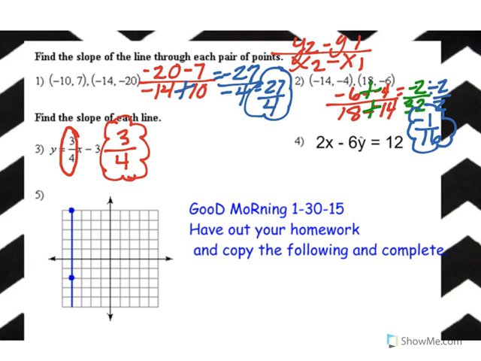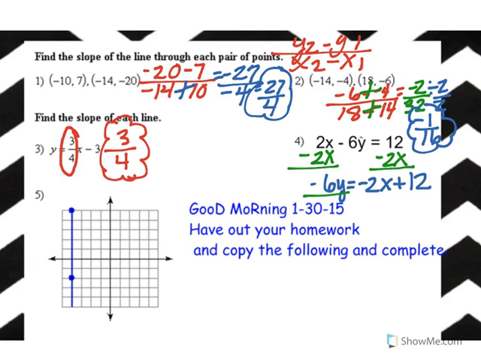To find the slope for number 4, you have to put this equation in slope-intercept form. Right now it's in standard form. To put it in slope-intercept form, we have to subtract the x. So subtract 2x from both sides. Then you're left with negative 6y equals negative 2x plus 12.